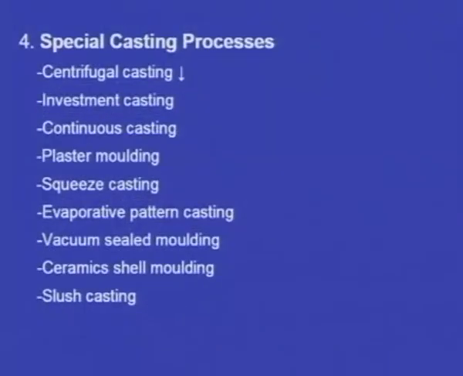And we have seen different types of special casting process. One is centrifugal casting, another one is investment casting, another one is continuous casting, another one is plaster molding, another one squeeze casting, another one evaporative pattern casting, another one vacuum sealed molding, another one ceramic shell molding, another one slush casting. So these all come under special casting process. Now let us see the centrifugal casting.